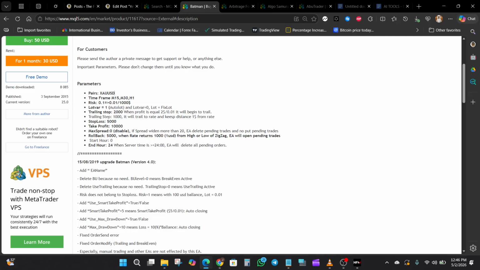Now, beyond entries, the EA also uses trailing stop logic, fixed stop loss, and take profit levels. There are also additional controls like spread filtering and what they call rollback logic, meaning if price pulls back from a high or low by a certain amount, it can trigger new pending orders. So overall, this is a structured breakout system with risk control and some dynamic management features built in. Now let's move into the backtesting because this is where everything becomes clear.